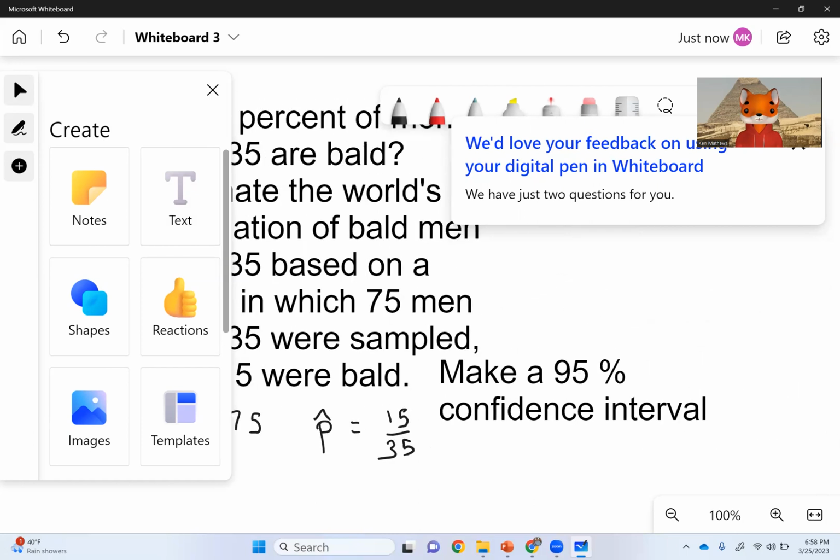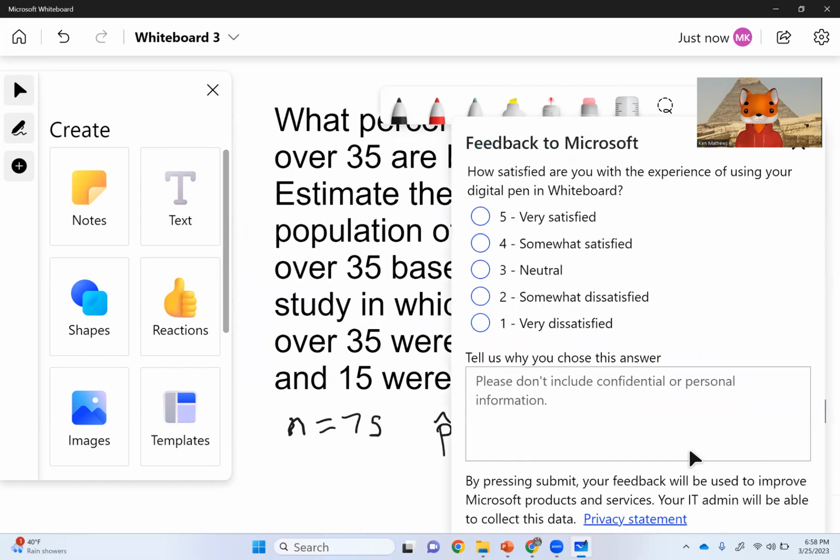Okay, so there it is. Don't ask me how it went over there. All right, so how do I get rid of this? Hold on.